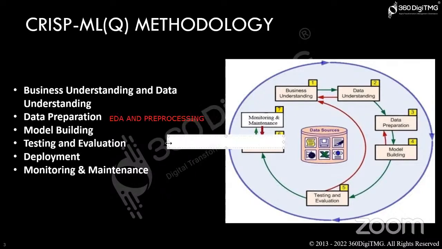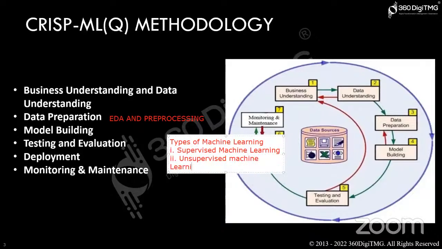As I explained already yesterday, the types of machine learning. Machine learning is broadly classified into 4 types. The first one is supervised machine learning. The second one is unsupervised machine learning. Then semi-supervised machine learning, and reinforcement learning.